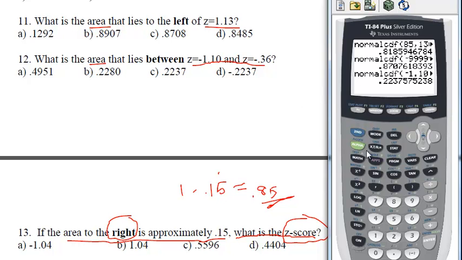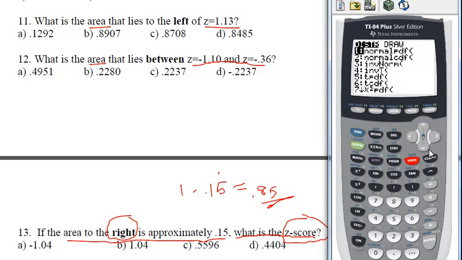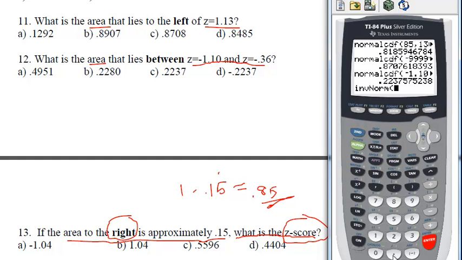Or I can use the calculator. Now, instead of using the normal CDF, I go the same place, but I go down to number 3, inverse norm. I put in the area to the left, so I have to put in 0.85. And then I can just hit enter. And I get 1.04 when it's rounded. Okay, so it's very important for all the types of problems that we do to figure out whether you're asked for the area or probability or percentile, and you're given a z-score, or vice versa.